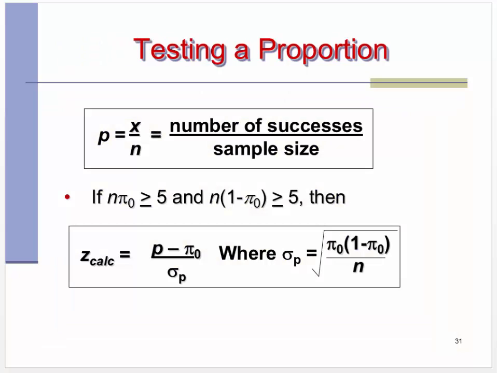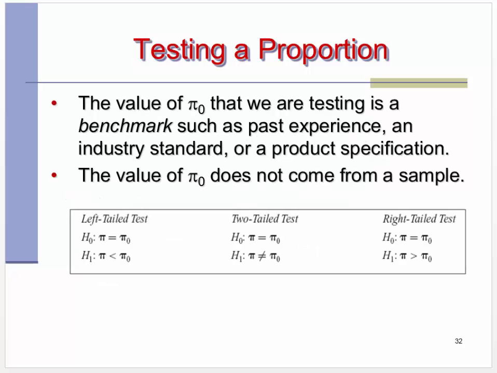This is p, the number of successes over the sample size. If n times pi is greater than or equal to 5, and n times 1 minus pi is greater than or equal to 5, then you can calculate z. Basically, testing a proportion is very similar. You have two-tail tests, a left-tail test, or a right-tail test.